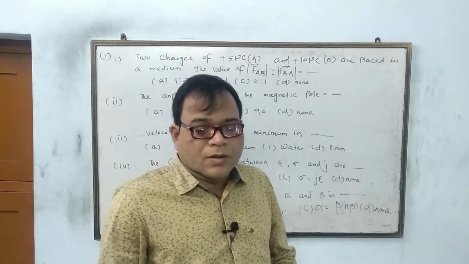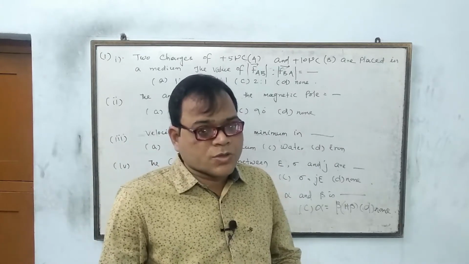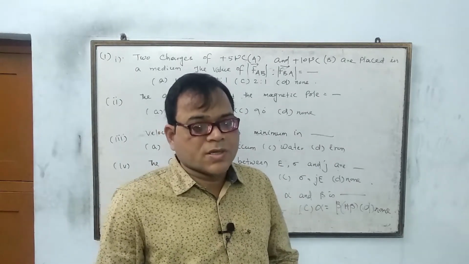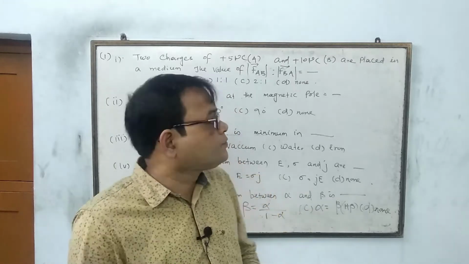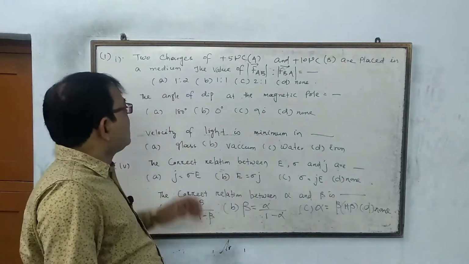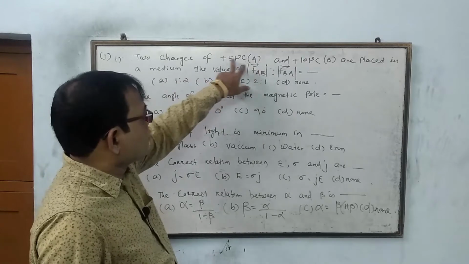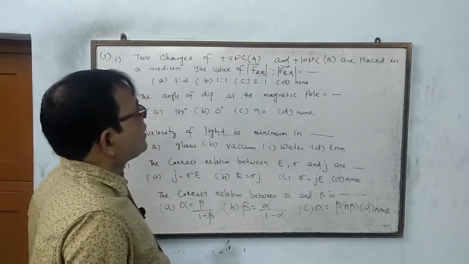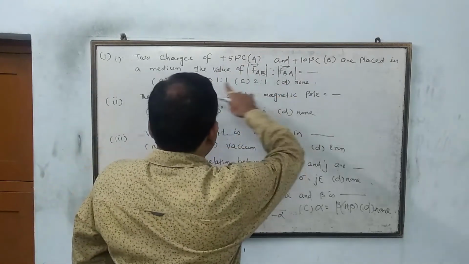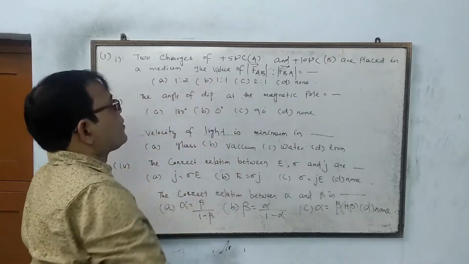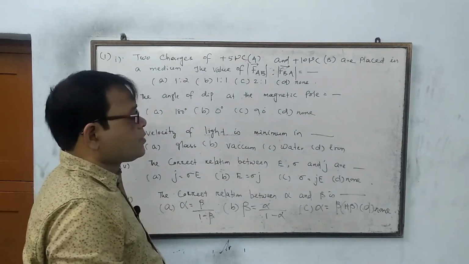This video will be on 20 multiple choice questions which are related to your CHSE as well as the board exam of class 12th. Question number 1. Two charges A plus 5 micro coulomb and B plus 10 micro coulomb are placed in a medium, then the value of FAB to FBA is equal to dash.